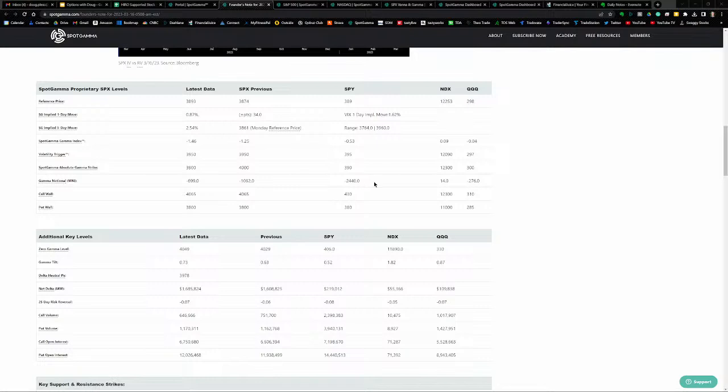And then for QQQ, it became less negative. Yesterday, gamma notional for QQQ was minus 401. Today it's minus 276. So again, this is market makers' position on the gamma curve, and it's quite negative for all these indices, especially the SPX and SPY.